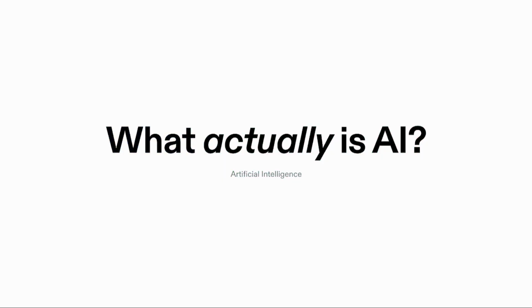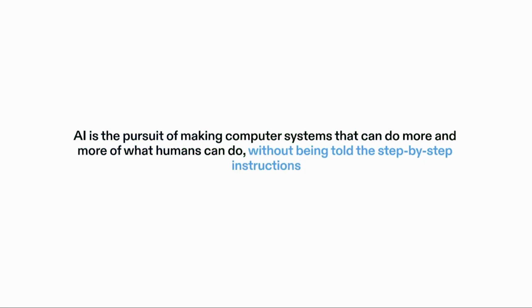So firstly, what actually is AI? Of course, I hope everybody knows it stands for artificial intelligence, but what does that mean? There's a few different definitions, but this one I like as a starting point. So AI is the pursuit of making computer systems that can do more and more of what humans can do without being told the step-by-step instructions.